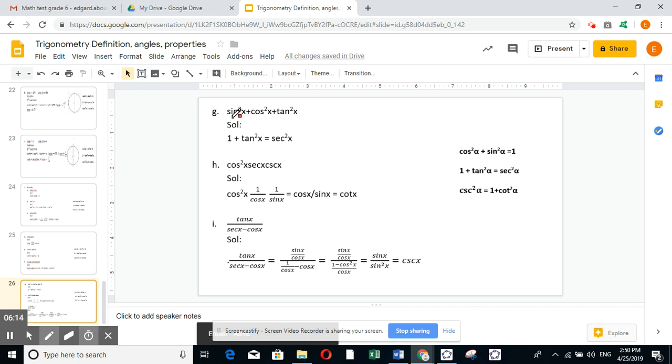Here, we know that sine square plus cosine square is 1, plus tangent square x. So what do we get? Secant square x. Then cosine square x: secant is 1 over cosine, cosecant is 1 over sine. The cosines cancel, and cosine over sine remains, which is cotangent x. Here, tangent over secant minus cosine. We know that tangent is sine over cosine and secant is 1 over cosine. We take the same denominator, so it will be 1 minus cosine times cosine, cosine square over cosine. The cosines cancel out. 1 minus cosine square is sine square x. Sine over sine square is 1 over sine, and 1 over sine is cosecant x.